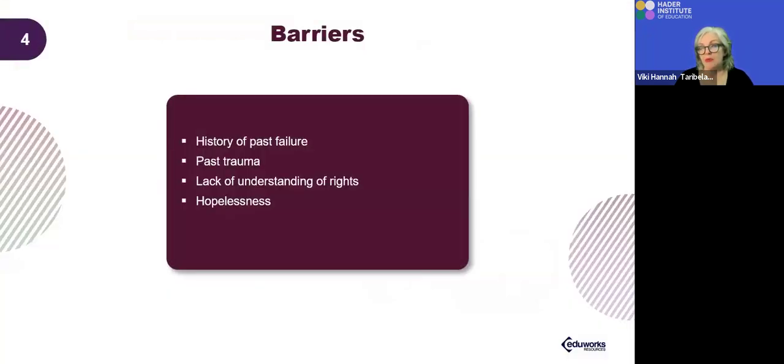So some barriers can be, I've tried and it hasn't gone well for me in the past. It can be, I'm triggered by that because I have trauma. Lack of understanding of rights, that you actually do have the right to be able to do that, and feeling that it's a hopeless situation, which increases the stress and duress that our clients are under.